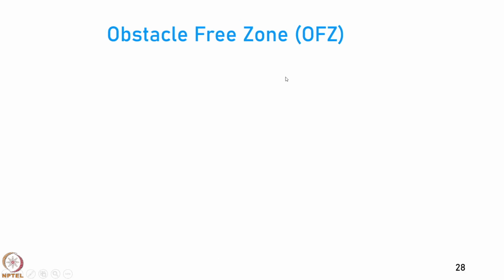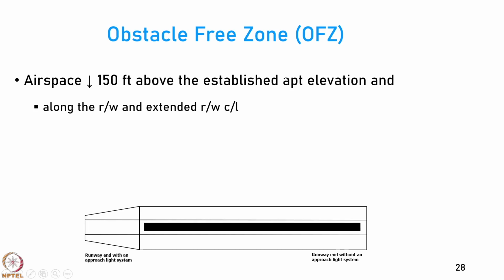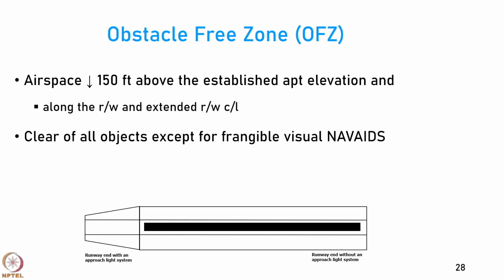Then we have the obstacle free zone or OFZ. Obstacle free zone is the airspace below 150 feet above the established airport elevation, and it is also along the runway and the extended runway center line, as you can see in this image. If you have an approach lighting system, then it is a little bit tapered, and in the top view it becomes a trapezoidal shape. If you do not have a runway lighting system, then it will remain rectangular as shown in the right hand side. Now, this area should be clear of objects except for visual nav aids which are frangible.